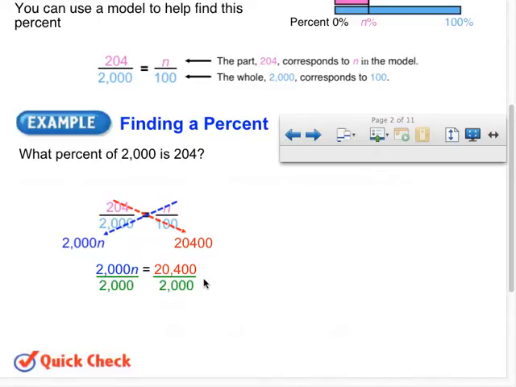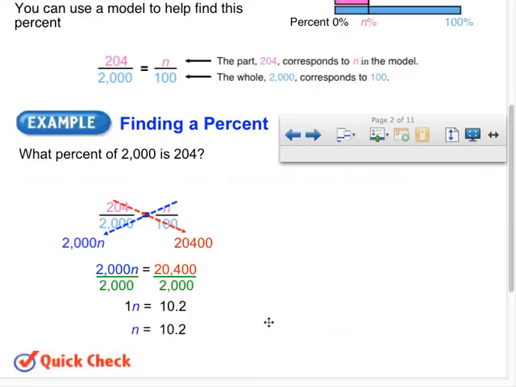To isolate my variable, I'm going to divide both sides by 2,000. And what happens to my 2,000 on this side? What happens to that? They cancel each other out, right? And they go away. It becomes a 1. And then I'm not going to do the long division, but I'm going to tell you right now, if you divide this out, this is what you end up with. And then 1 times n is just n. n equals 10 and 2/10.